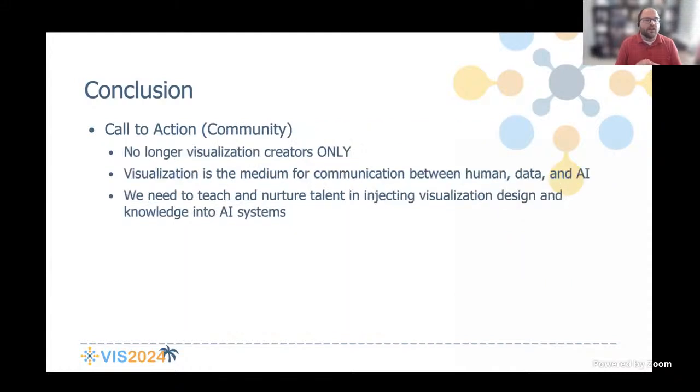And finally, for better or for worse, the creation of visualizations is becoming increasingly commoditized in practice. And while it's no longer good enough to just be a visualization creator, the value of visualization is not diminished. In fact, it's more important than ever. Visualization is the medium for communication between human, data, and AI. And what we need to be doing as a community is teaching and nurturing talent and injecting visualization design and knowledge into AI systems.